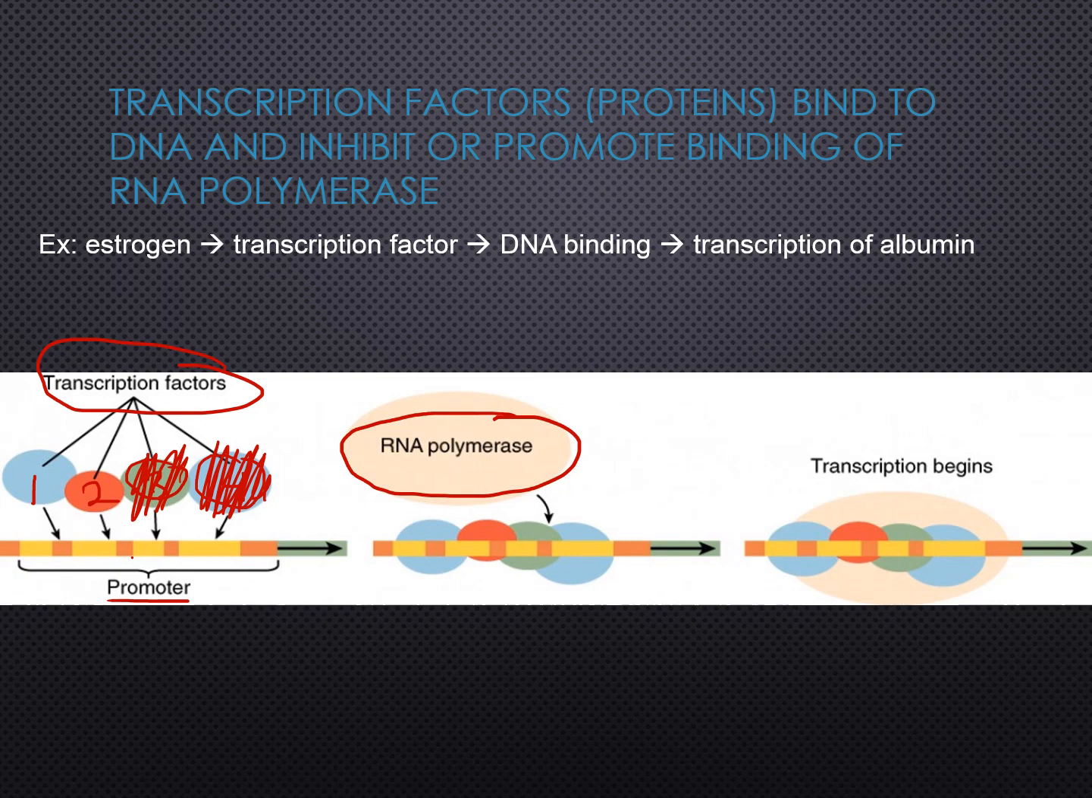transcription occurs. The example up here is estrogen, which you've all probably heard of. It's the most important female hormone, coding for many traits that are specific to females, although it also is very important in males as well. Estrogen will basically, I'm just going to say, activate a transcription factor. We then get DNA binding and then transcription of albumin, for example, a protein that is related to the response of the cell to estrogen. So estrogen is a hormone, and it can turn on genes.